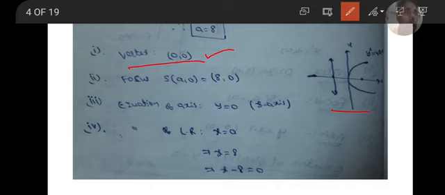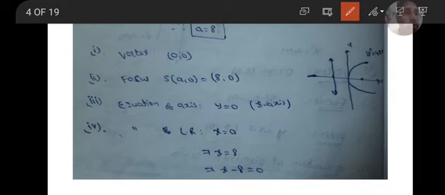The vertex is (0, 0). For any such parabola, the vertex is (0, 0). The focus is (a, 0), that is (8, 0). The axis is the x-axis, whose equation is y equal to 0. The equation of the latus rectum is x equal to a, that is x equal to 8, or x minus 8 equal to 0.